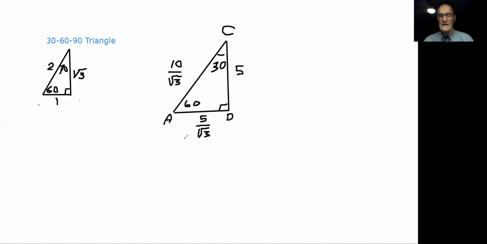Okay, now you could rationalize these if you wanted to, and down here you would get 5 square root of 3 over 3, and up here you would get 10 square root of 3 over 3. But those are the types of problems that you can get with a 30, 60, 90 triangle.